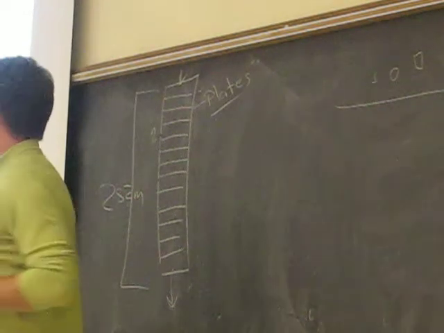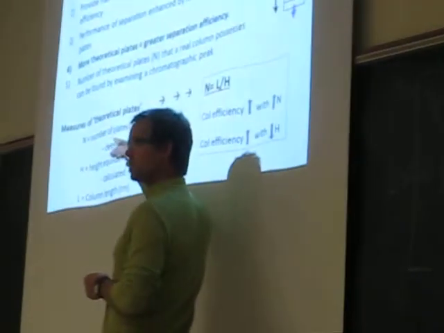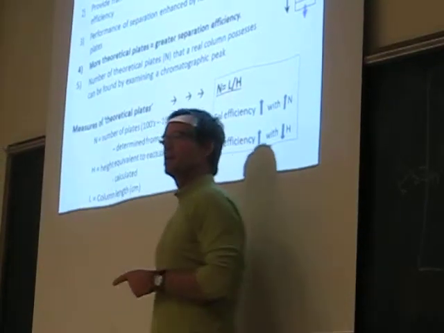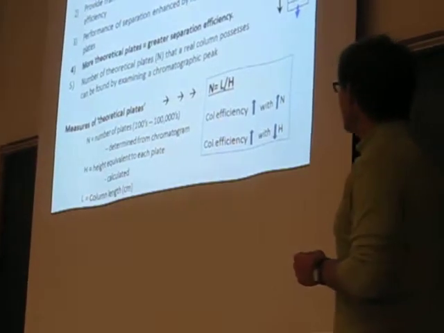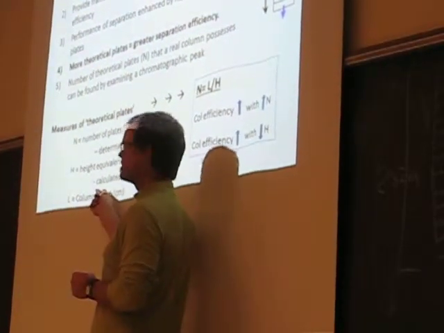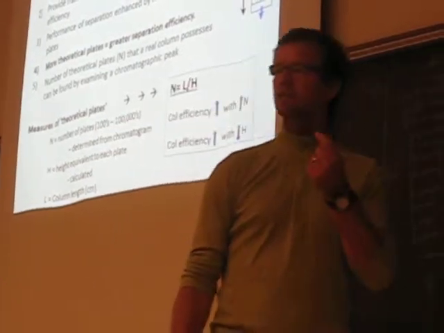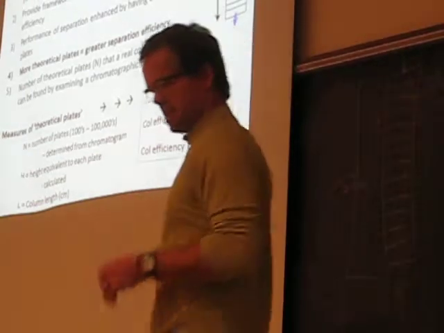So that's fixed. And so knowing that there's 25 centimeters, and knowing that we can determine the number of theoretical plates from the chromatogram, we can easily calculate the height equivalent of each theoretical plate. And these two parameters typically scale, because this is fixed for a given column. These are two parameters that are directly related to the efficiency of the column to separate analytes, and that's the bottom line.